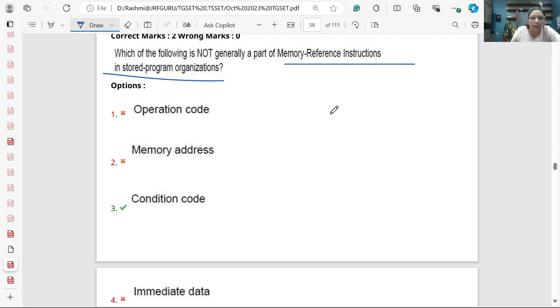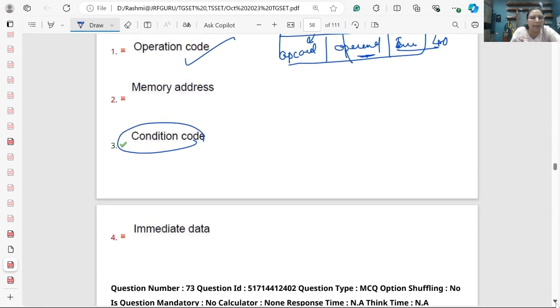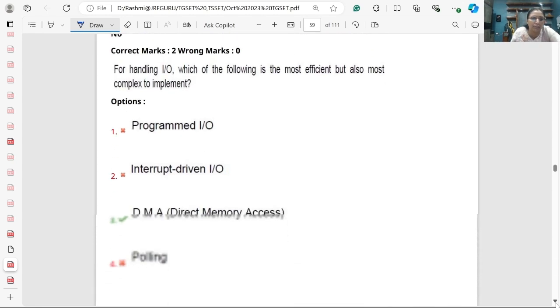So in the instruction format, we have opcode, we have operand, and we could have the data directly as an immediate operand as well. When I'm writing opcode, I have the operation code, a memory address I can use for the operand, and an immediate address will have some value. But we do not generally specify the condition code. But these three are mandatory. These three are the part of it.